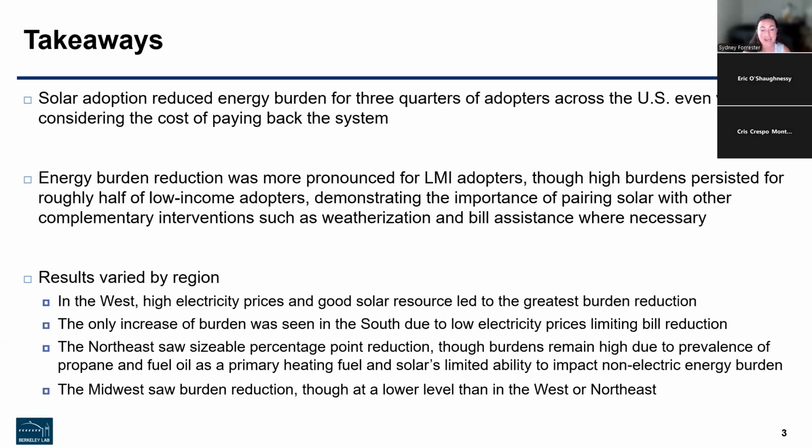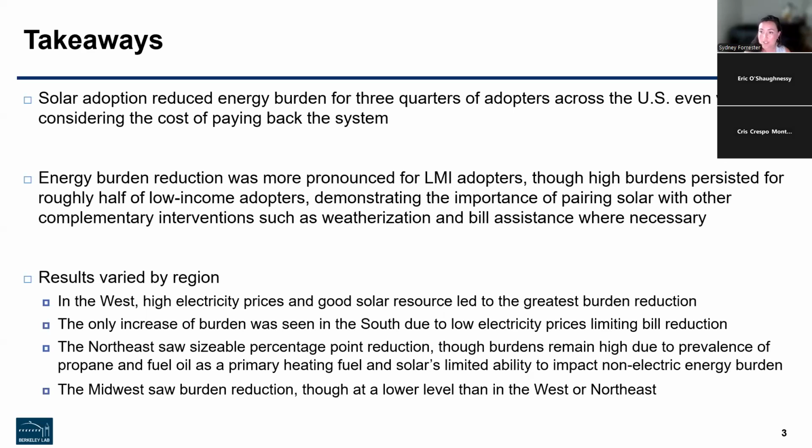So in the West, high electricity prices and good solar resource led to the greatest burden reduction. And in the Northeast, we saw a big percentage point change, so a big reduction in energy burden. However, because the Northeast is a colder climate, there's a larger number of heating degree days, and also a larger non-electric burden, so not only natural gas, but things like propane and heating oil. So the ability of solar to impact the entire energy burden was a little bit limited, because solar obviously can only impact the electricity portion of that entire calculation.